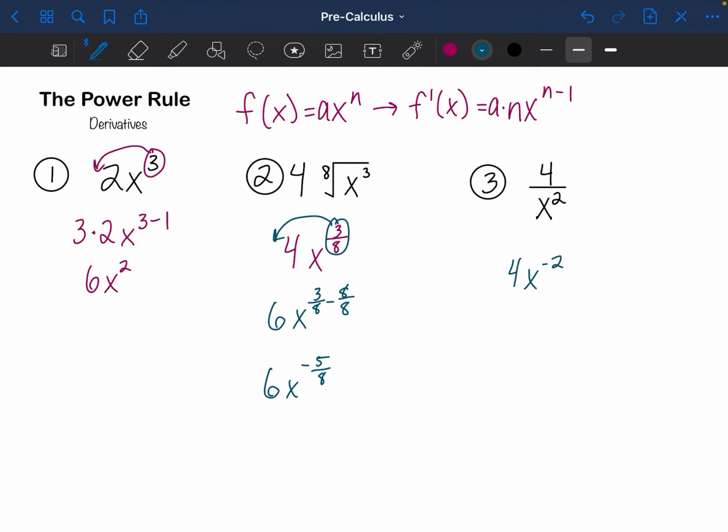Now we can go through the same motions, right? Negative 2, drop in the front, negative 2 times 4x to the negative 2 minus 1. So we get negative 8x to the negative 3. And to write it like our other one, we got negative 8 over x to the third power. How neat.